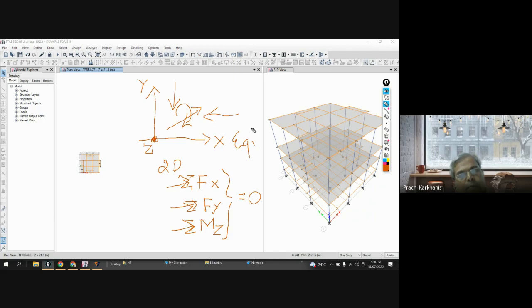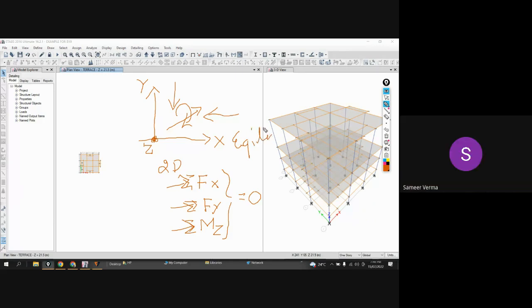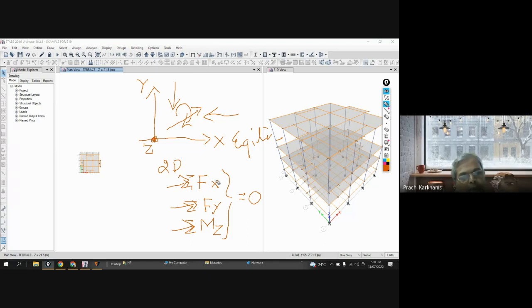Yes? Equilibrium. Yes, sir. Now, suppose that if this is not equal to 0, what will happen? The body will move in x direction. If this is not equal to 0, then the body will move in y direction. And if this is not 0, the body will rotate about Z axis.